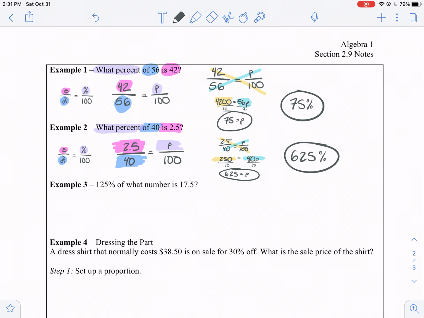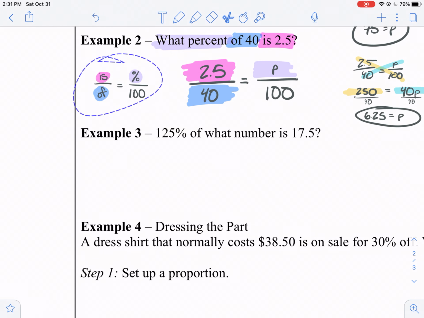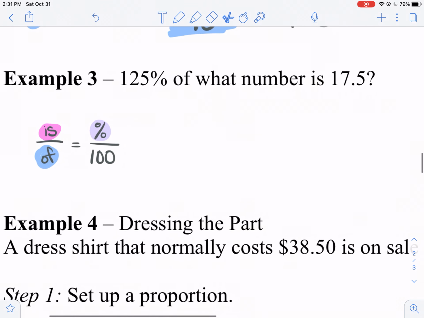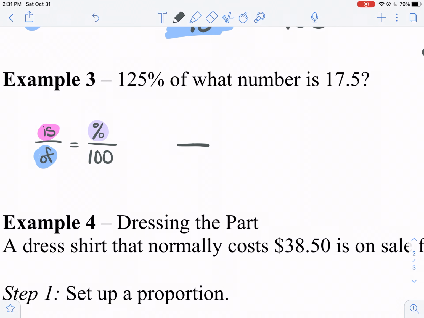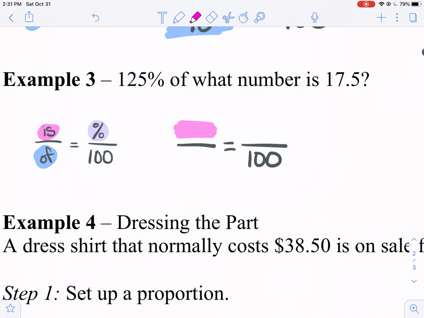Both times we were looking for a percent. But now we have something a little bit different. The good news is this percent proportion will always work no matter what information you have. So let's break it up. What do we have? We know we need to set up our proportion. We know that 100 always goes down here. So let's start out by looking for our "is" number. It's 17.5 that goes in here.